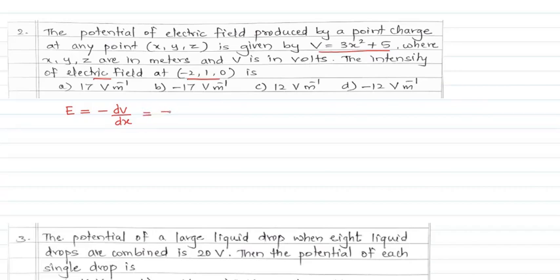Differentiate this and substitute the value of x. So if I differentiate 3x square plus 5, I will have 6x. Now substitute the x value, so minus 6 into minus 2, you will get 12. So option C is the answer.